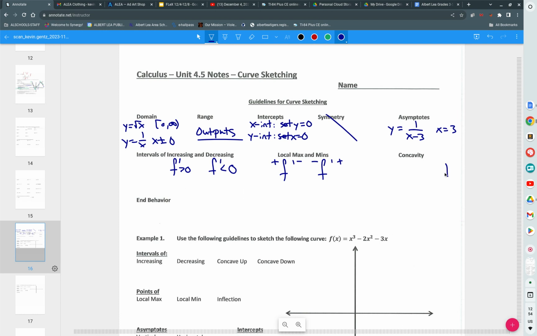Concavity. Concave up when? F double prime is greater than 0. And then F double prime is less than 0 is concave down. What do we call that spot where it changes sign? Inflection. So inflection occurs when F double prime changes from positive to negative or negative to positive. We're looking for a sign change there. The pieces about increasing, decreasing, local max, local min, concavity, inflection, that you really need to memorize for the test.